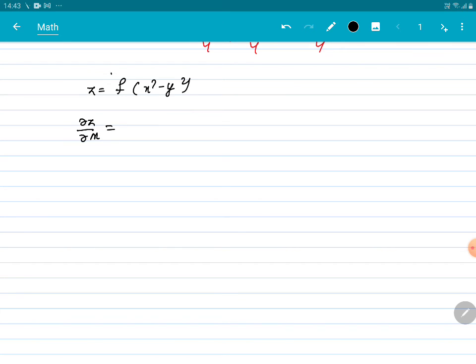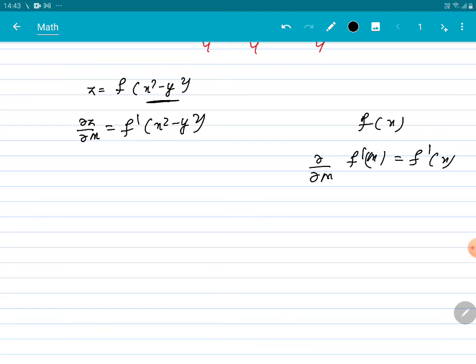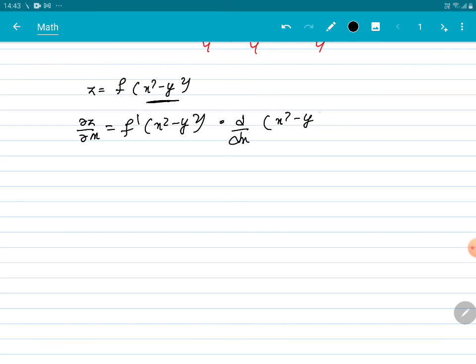The derivative of this function is, remember, if f is a function, what is the derivative of f of x? It will be f dash of x. But this is not x, this is x square minus y square. Again the chain rule applies. So the derivative of x square is 2x, and this is p. Now what is del z by del y?